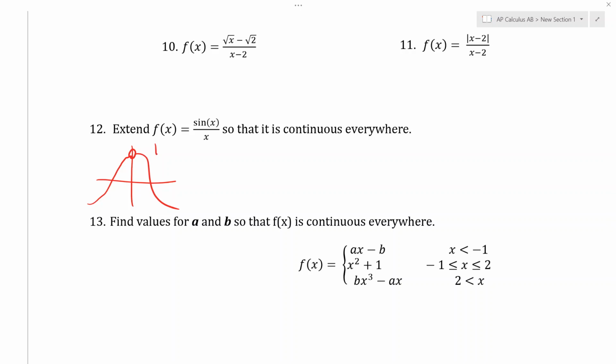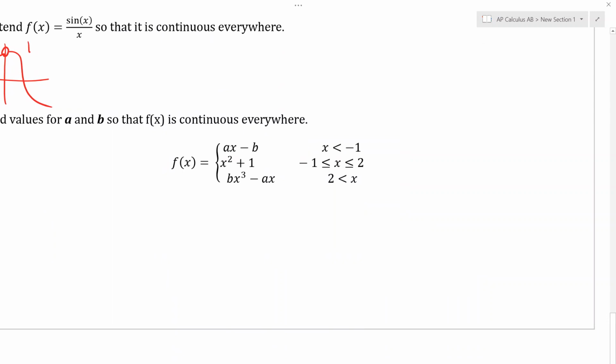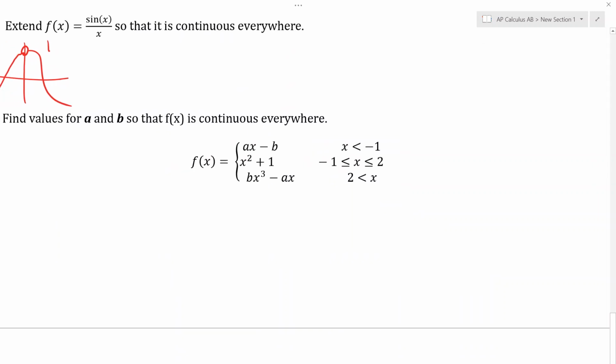So, if you see a function like that and you're asked to make it continuous everywhere, where are the possible places this thing could be discontinuous? Where's the first one? -1, and the second, 2. Okay? I need to make sure that the first piece, that top piece, whatever it happens to be at -1, has to equal the middle piece at -1. Is that cool? They got to be the same y value. So all that means is you're going to plug in -1 and set them equal.